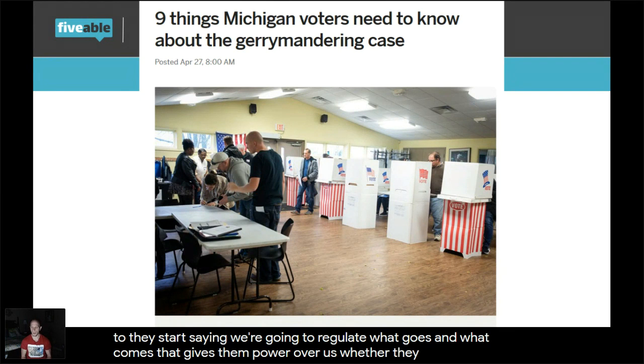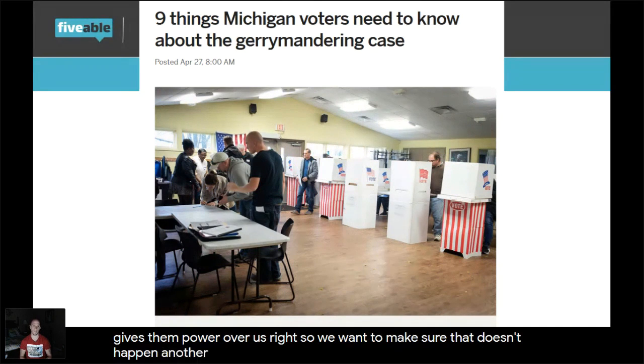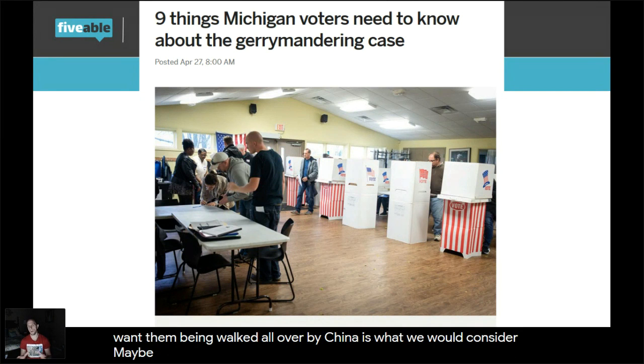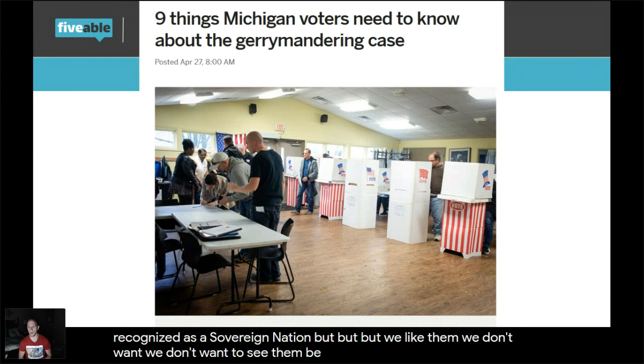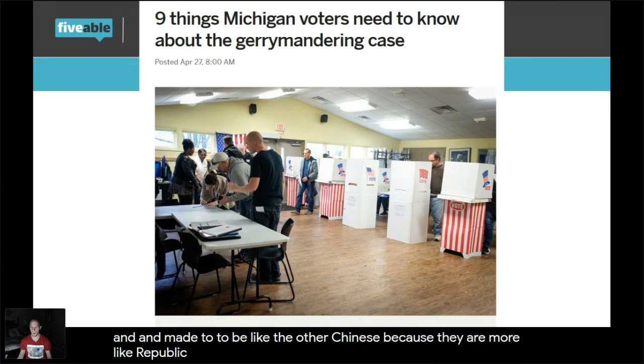Whether they use it or not, it gives them power over us, right? So we want to make sure that doesn't happen. Another thing is that we have allies there, and we don't want them being walked all over by China in what we would consider maybe somewhat authoritarian ways. So, for example, Taiwan isn't really recognized as a sovereign nation, but we like them. We don't want to see them be absorbed again by China and made to be like the other Chinese, because they are more like a republic. Those are just a few of the examples that you could use.